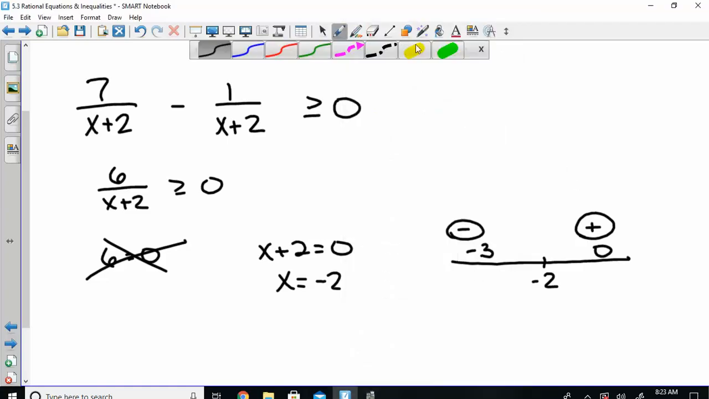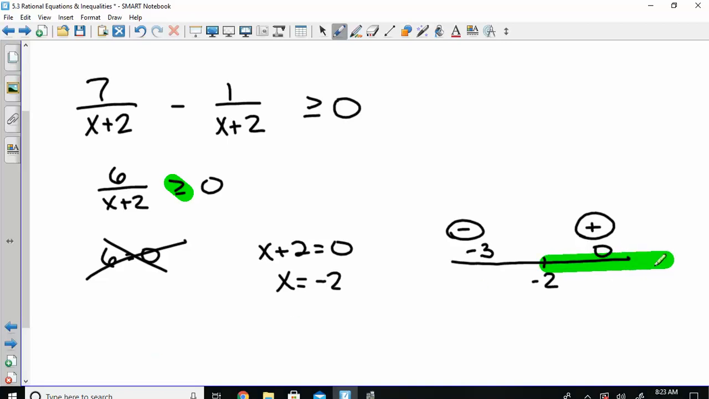Okay. To decide which ones you want, you look at this inequality. Greater than means positive. Equal to means bracket. Can I put a bracket on my negative 2? No, because it came from the bottom, and the bottom always gets parentheses. You can never equal 0 on the bottom. So my answer is just negative 2, comma, infinity.